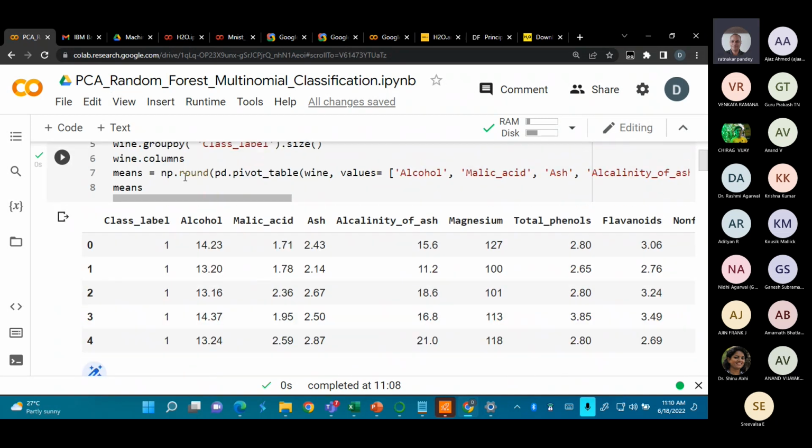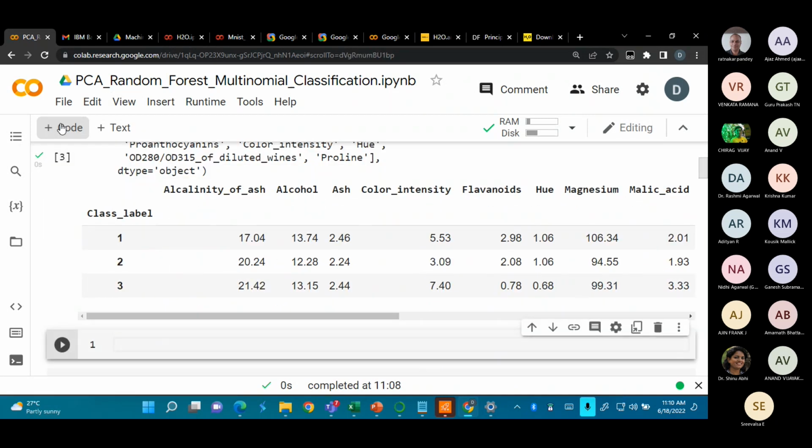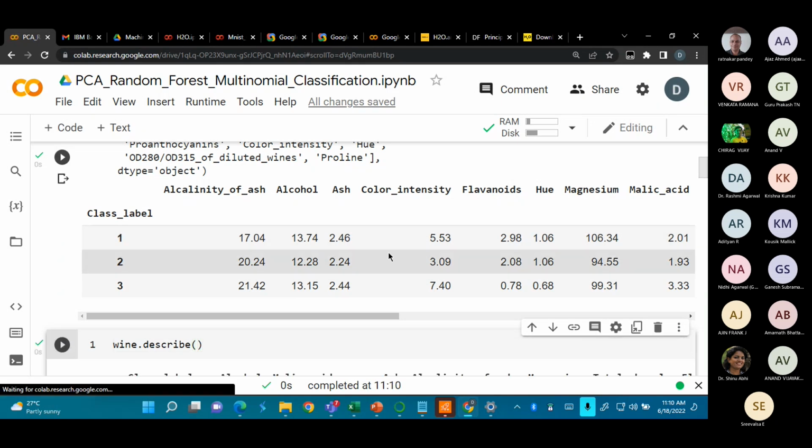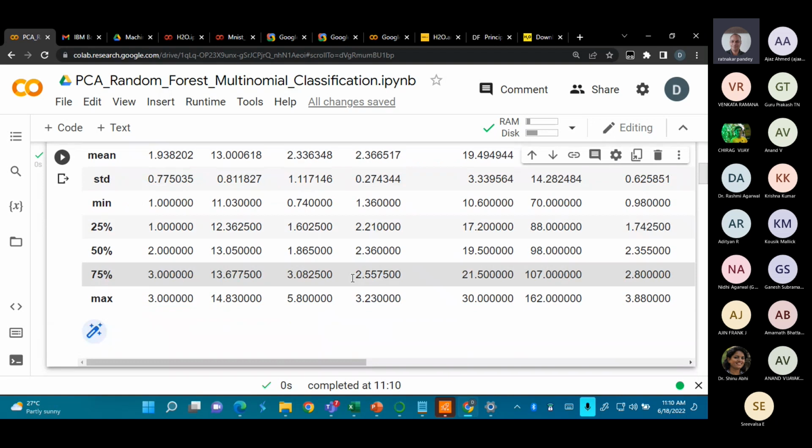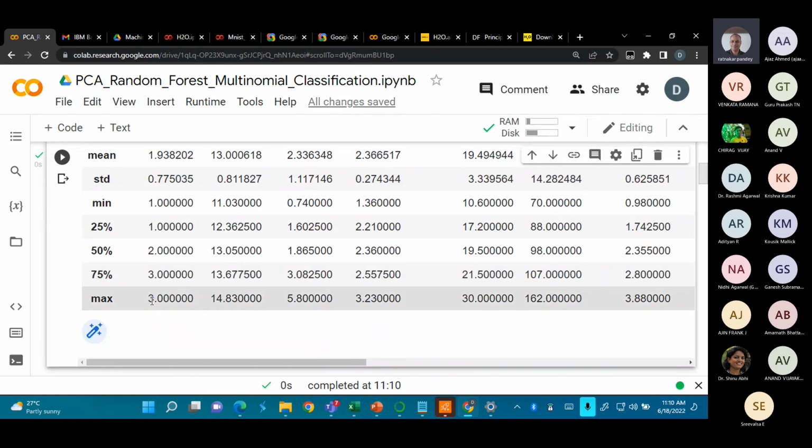Or if not, then I will do it now. So if I do wine dot describe, right? You could see the values were looking very, very different. So for example, for this one, the value was only 3 as a max. For this one, it was 162. So this variable will never have a chance against this variable because it's just like apples and oranges, right? Very, very different scale altogether.